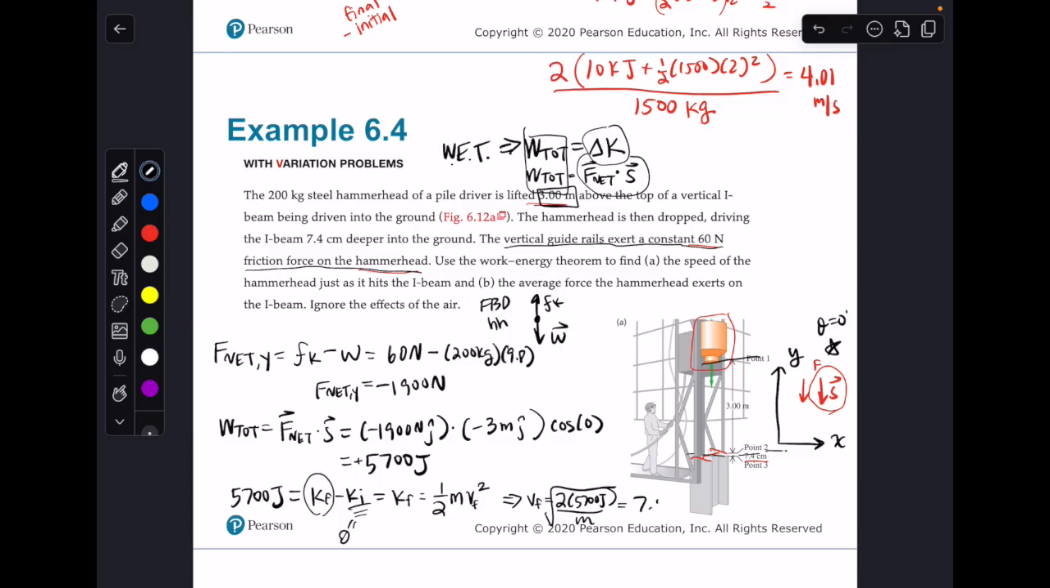We get 7.54 meters per second. So that's how fast the pile driver is going to be moving right before it hits the thing it's supposed to hit, the steel I-beam.